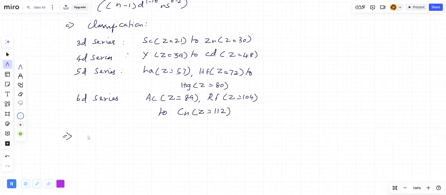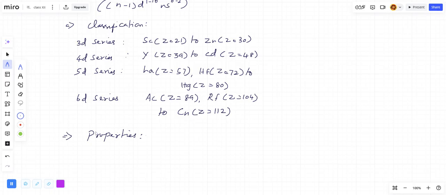Then the second heading is properties of D block. Out of these, except zinc, cadmium, and mercury, the others are transition elements. Zinc, cadmium, and mercury are only D block elements, because their d orbitals are fully filled. Only those with an incomplete d orbital belong to transition elements. These three are fully filled, so they are only D block elements.